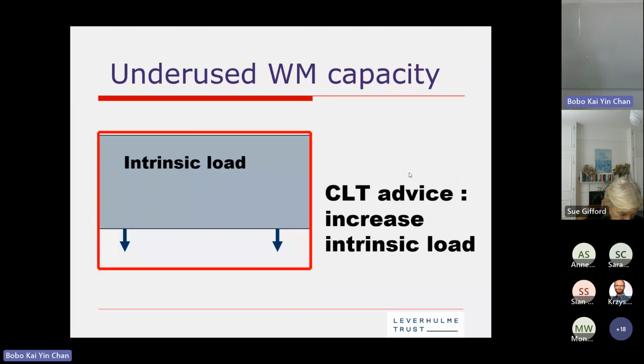All right, let's say that we reduce it completely. So there is no extraneous cognitive load, but intrinsic cognitive load is within the working memory capacity, though there is some underused working memory capacity. Potentially, we can increase intrinsic cognitive load here, so make the task a little bit more challenging, more difficult. So that would be a case when we need to manage intrinsic load by actually increasing it up to the point when the working memory capacity is used, but not exceeded.